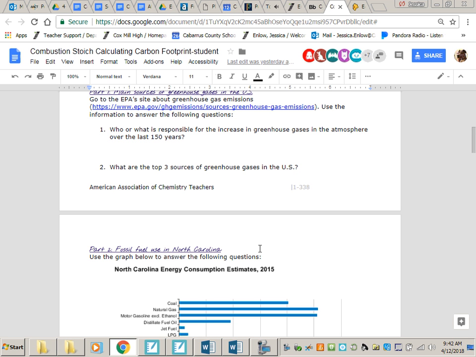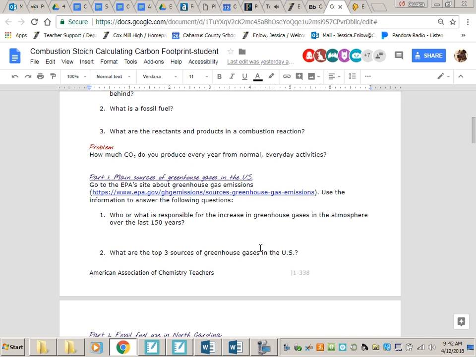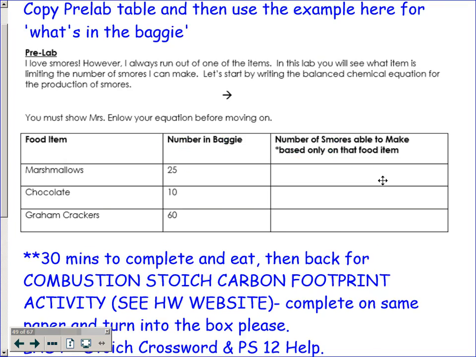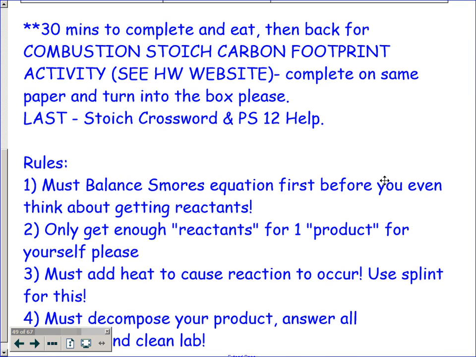No, you are writing this on the back of your s'mores lab. You are writing this on the back of your s'mores lab. That's why I said have it together. So that is under my homework website. Under homework, yes, the link is in homework.